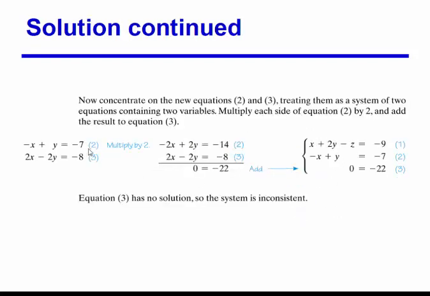So now that we have this, we're going to multiply equation 2 by 2 to eliminate, and then we get 0 is equal to negative 22. We put that information there. Equation 3 has no solution, so this is an inconsistent system.